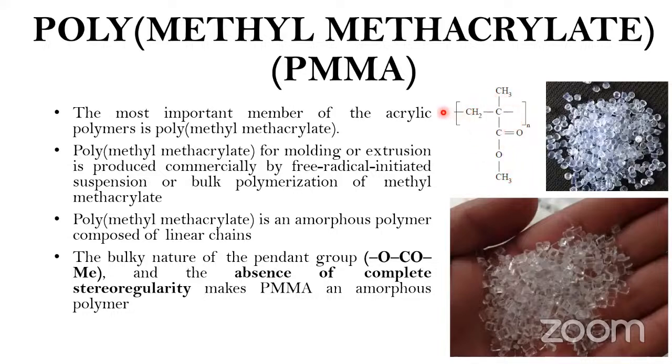This consists of this long chain, and this is the pendant group, or you can say functional group over here. If you repeat this again and again, you will get the long polymeric chain of PMMA. The most important member of the acrylic polymer is PMMA. PMMA for molding or extrusion is produced commercially by free radical initiated suspension or bulk polymerization of methyl methacrylate.